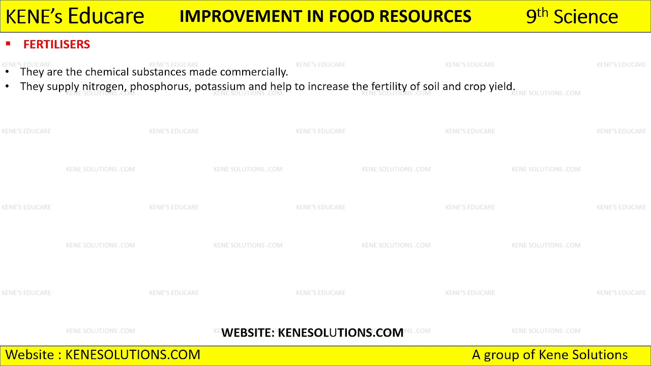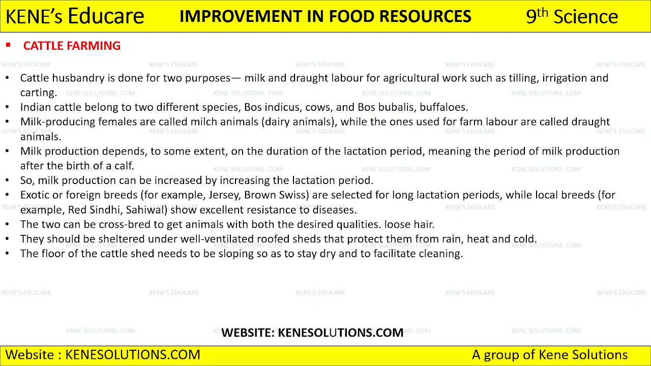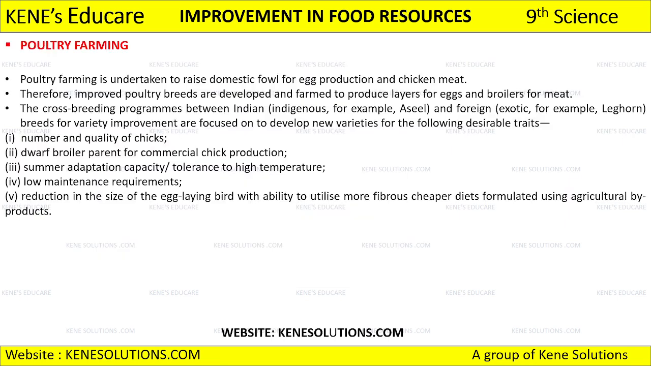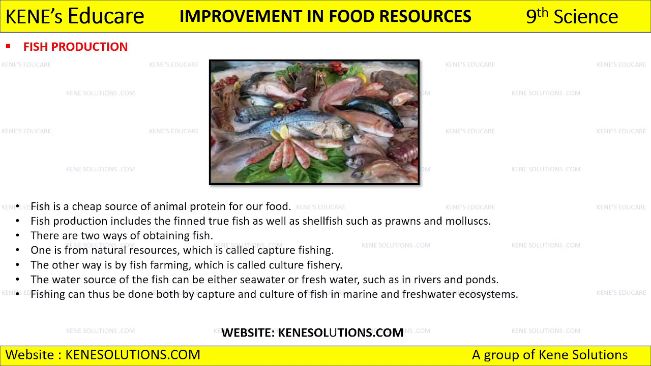So now the next thing that we have is animal husbandry. I will be starting this in the next class. Then after this animal husbandry, we have cattle farming. We will be discussing this in the next class. Then after cattle farming, we have poultry farming as well, which I'll continue with in the next class. Then we have egg and broiler production.